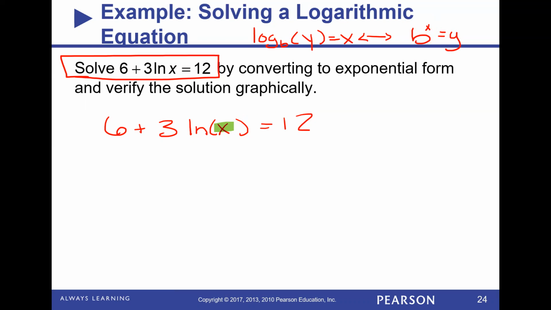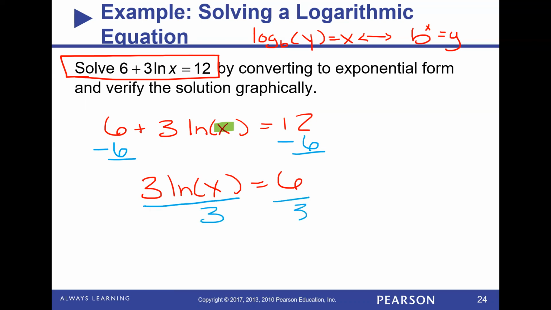Okay, but before I even start, I need to get rid of that 6 first. We're going to take the term that has the log there, and we need to isolate it. So I'm going to start by subtracting 6. Once I've done that, I am left with 3 times the natural log of x equals 6. So I've got the term that has it by itself, but now I need to get rid of that 3. So I'm just going to divide both sides by 3. So that's going to give me the natural log of x equals 6 divided by 3, which is 2.